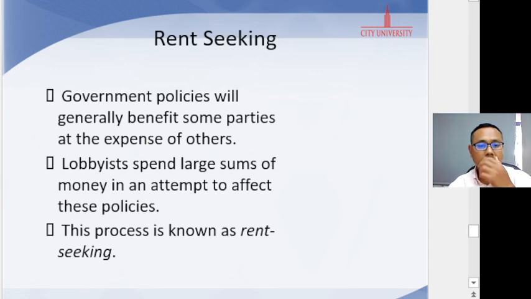So the preceding analysis shows how government policies can improve the allocation of resources in the economy by alleviating the problems associated with market power, externalities, public goods, and incomplete information. It is important to note, however, that government policies generally benefit some parties at the expense of others. For this reason, lobbyists spend considerable sums in an attempt to influence government policies. This process is known as rent seeking.